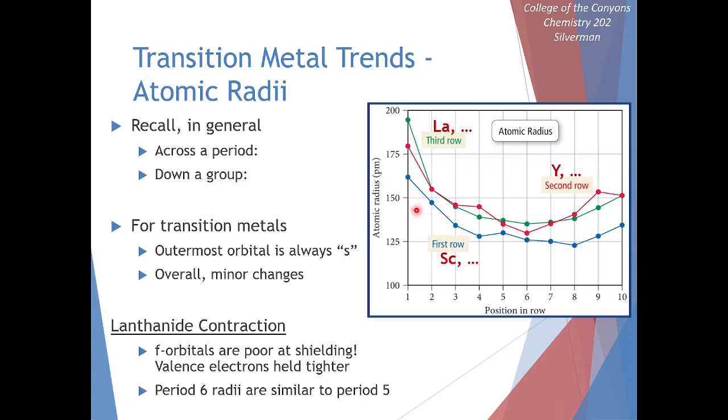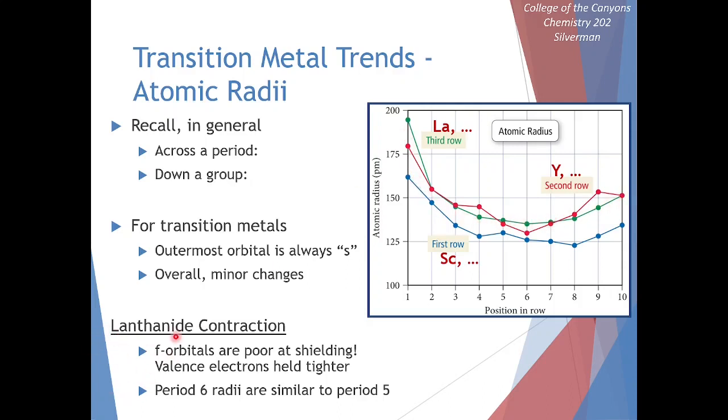Between our first row and our second and third, we do see that increase. That first series of transition metals is smaller than the two that are below it on the periodic table. However, we have an exception, and we call this the lanthanide contraction. Between the second and the third series for our transition metals, they have very similar atomic radii.